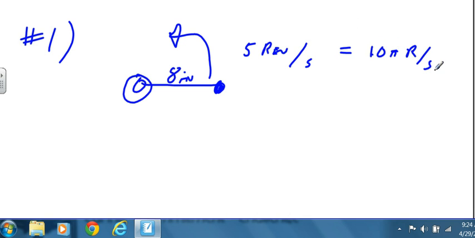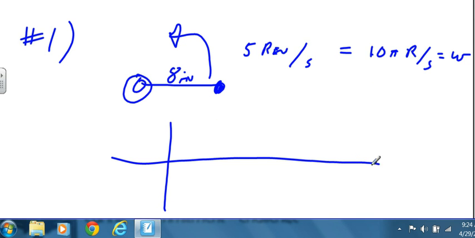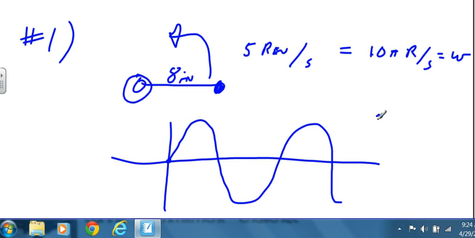All right, so that's my omega, 10 pi radians per second. Plot the curve that shows the simple harmonic motion of the crank handle and find the equation of the curve. All right, so here we go. We start there, and as time passes, it goes up and it goes down, and it goes up and it goes down, and we see a sine wave.